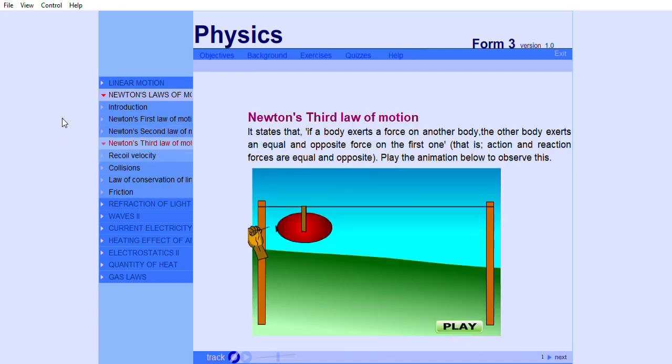Newton's third law of motion. This states that if a body exerts a force on another body, the second body exerts an equal and opposite force on the first one. That is, action and reaction forces are equal and opposite. Play the animation below to observe this.